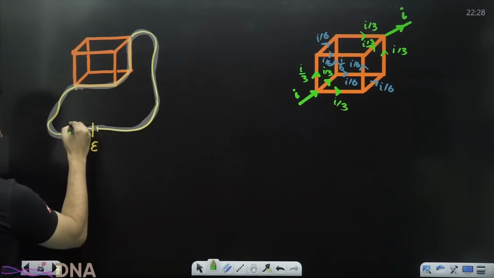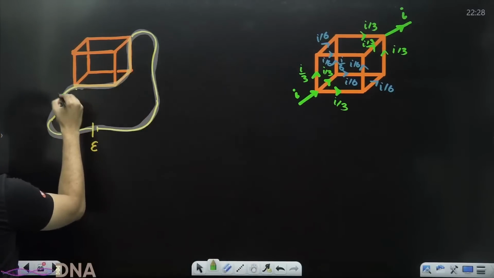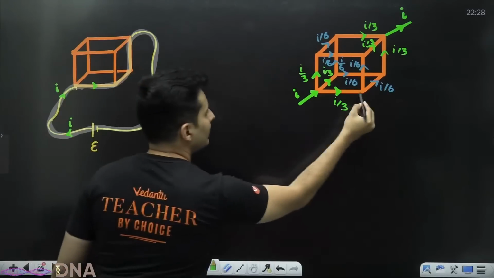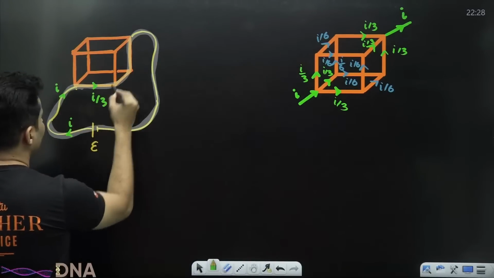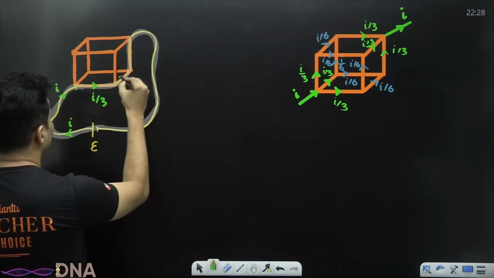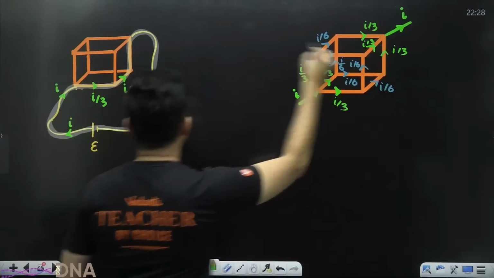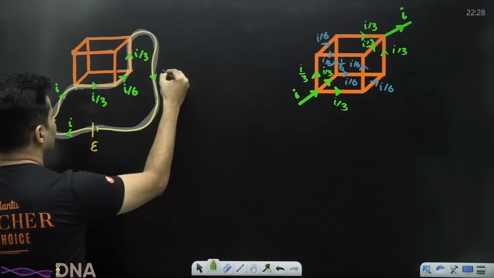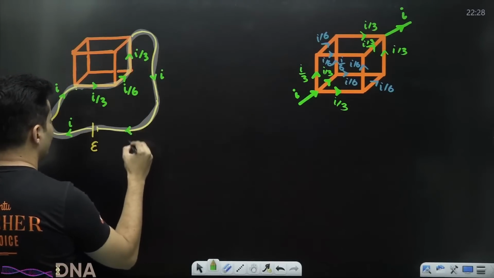First, in this cell, I current will go. That same current I will go. Here, how much current will go on this side? This side, I by 3 is there. This side, I by 6 is there, like this. And on this side, again, I by 3 is there. And then again, it comes back to I over here.